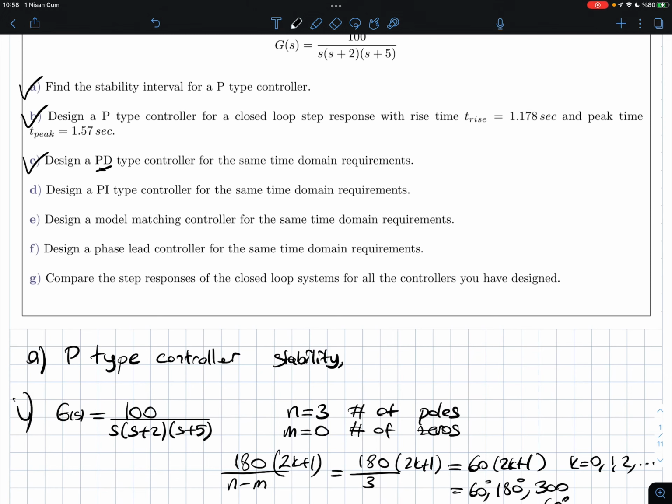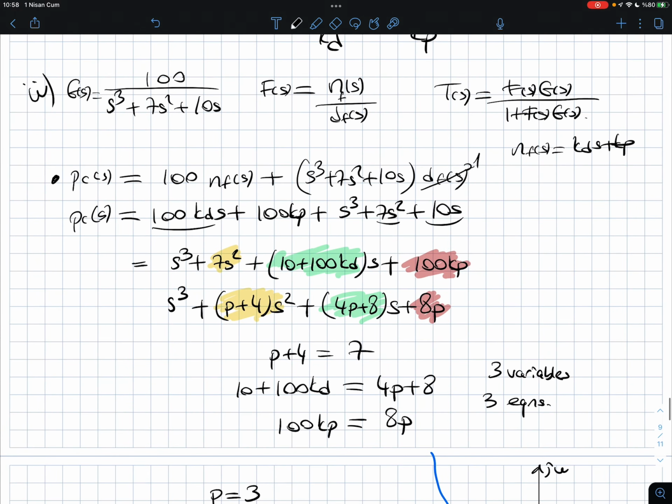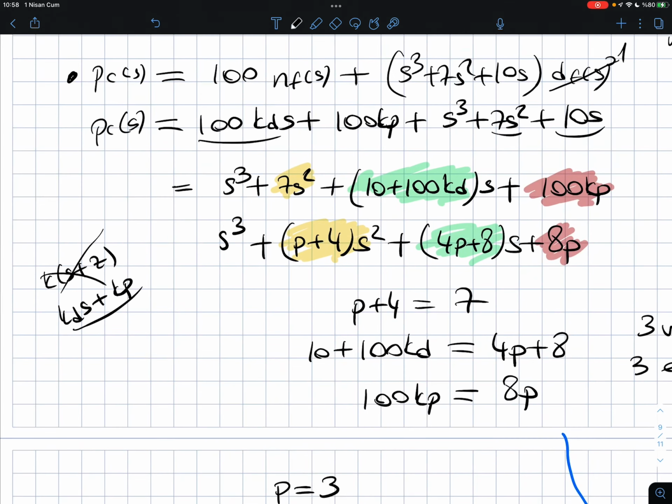Now, what about a PI type controller? What if we design a PI type controller? So now I will not attack the problem from the root locus because you might already have got the idea. So let's try to use the algebraic method. By the way, let me also point out that during the design of the PD type controller, I didn't choose the root locus definition of the PD type controller, namely K times S plus Z. If you're using the algebraic method, please avoid using this. Instead, use KD S plus KP.